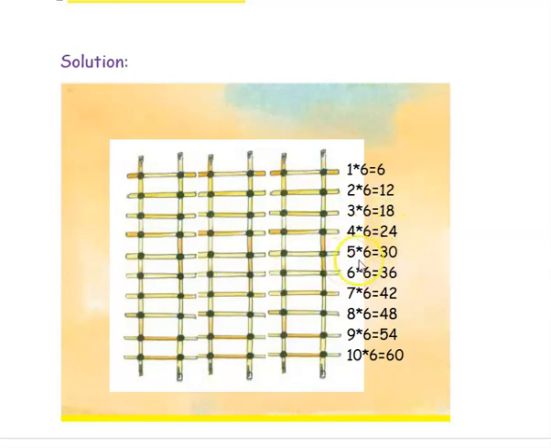Then if you place the fifth stick, 5 into 6 will be 30. Then 6 into 6, you are adding again 6 to this 30, so you will get 36. So 7 into 6 will be 42. 8 into 6 will be 48. 9 into 6 will be 54. 10 into 6 will be 60. So if you place the 10th stick, it will cross totally at 60 points.